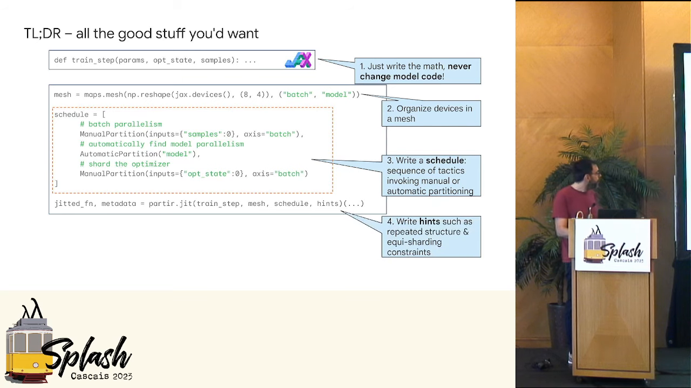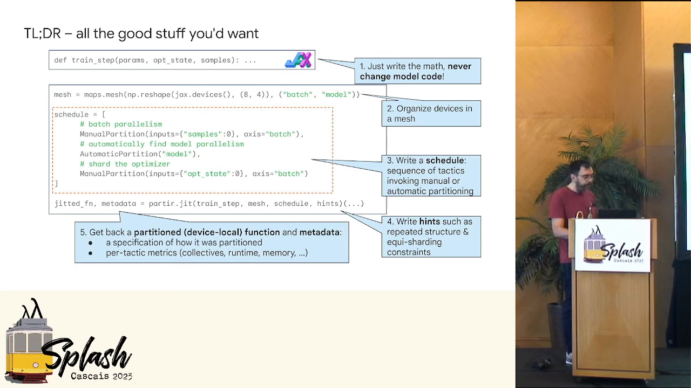And also, we ask the users to provide some hints to help, especially with the automation part. If you have, for example, repeated layers, you don't want the search agent to repeat exactly the same decisions for all the layers you have. You just want to repeat the same decisions for every layer. You don't want it to search and rediscover.